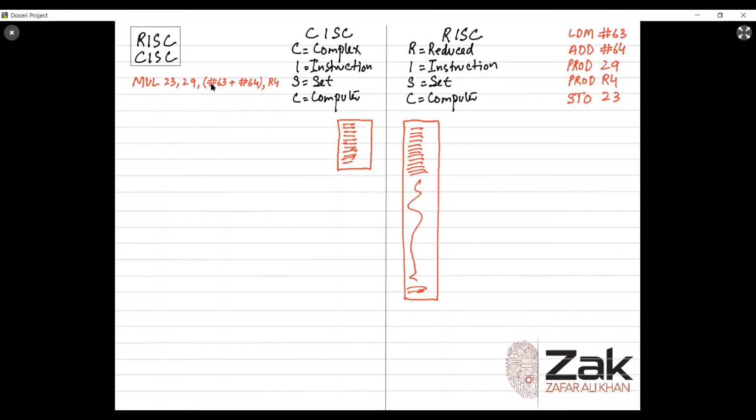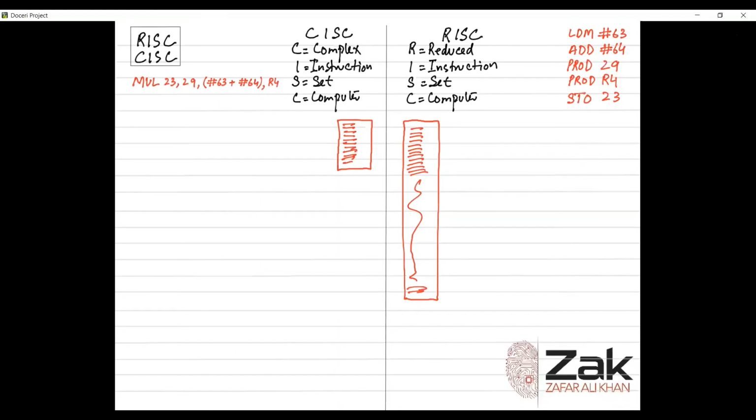So how many instructions are these? 1, 2, 3, 4, 5. This is reduced instruction set code, meaning easy instructions. Rather than writing a single instruction, we just wrote many instructions. It means that we have to write larger code to get the same thing.